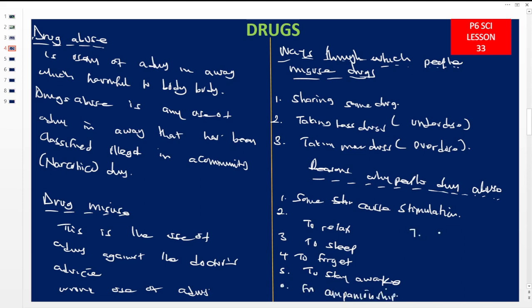Then 7, others to bring pressure relief, to enjoy themselves. Then 8, for joining groups. Then 9, for fear of rejection.